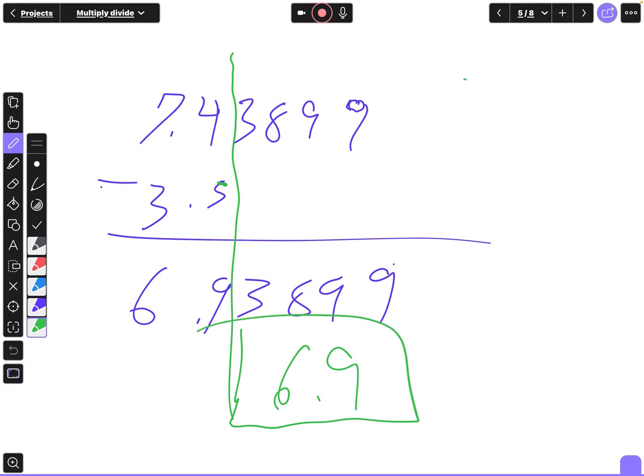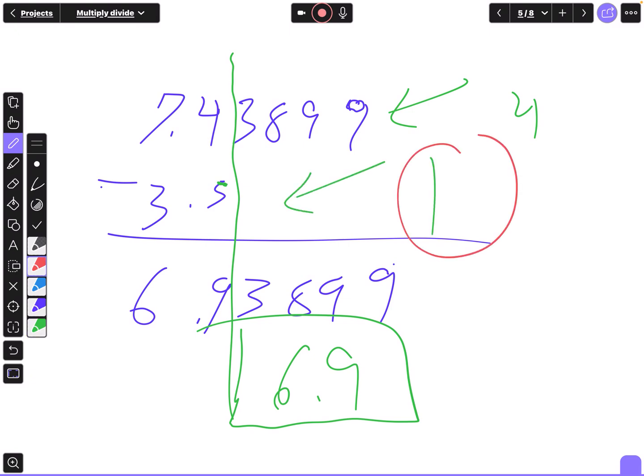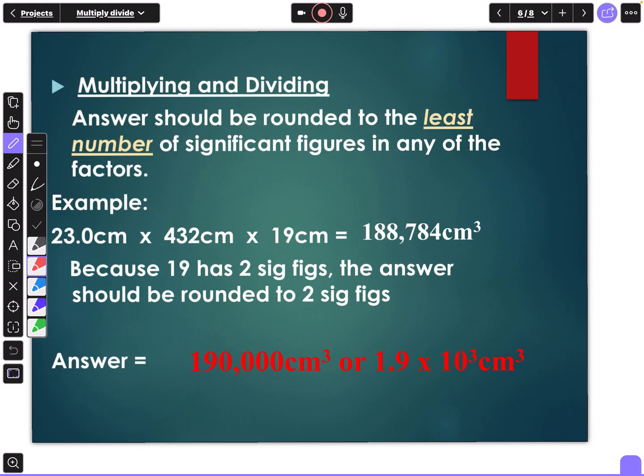Because in our 2 numbers here, that one had 4 decimal places. This one had 1 decimal place. We have to match up our answer to have 1 decimal place if we go by our rules of significant figures. But now we want to talk about multiplying and dividing.